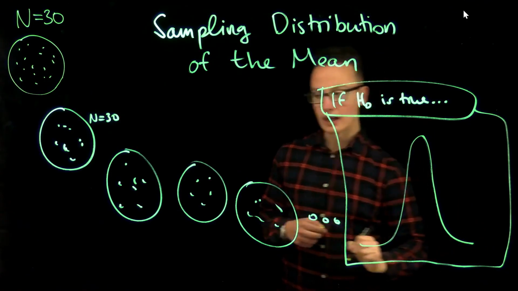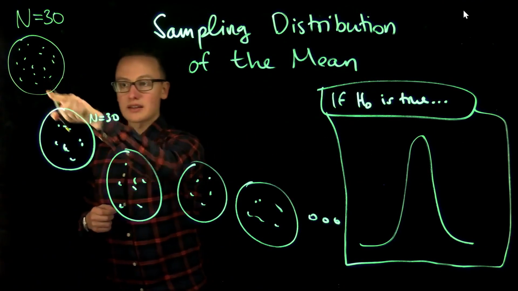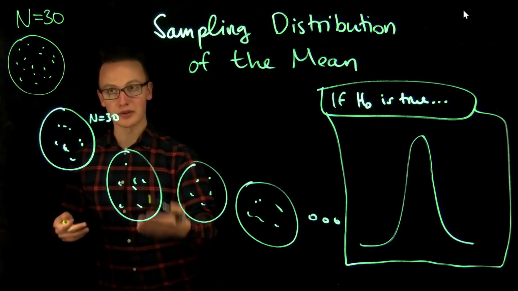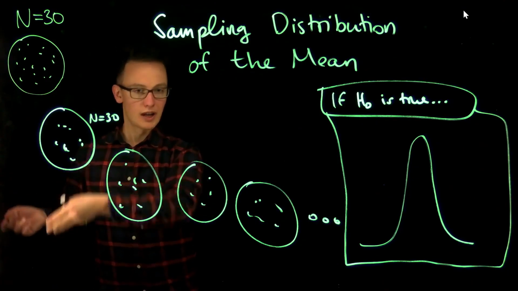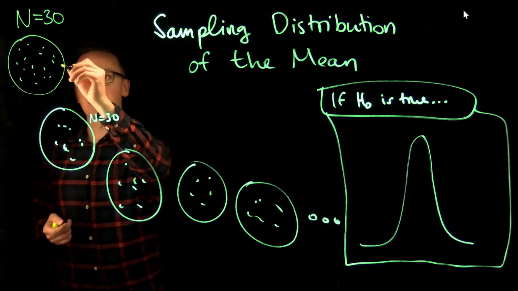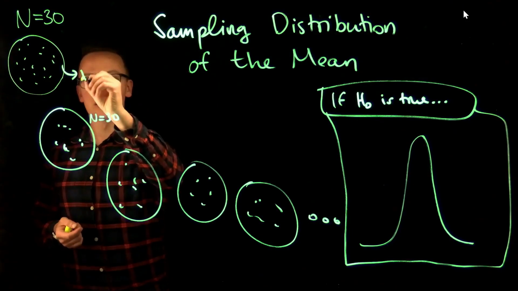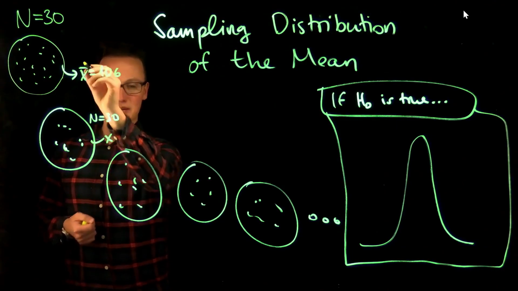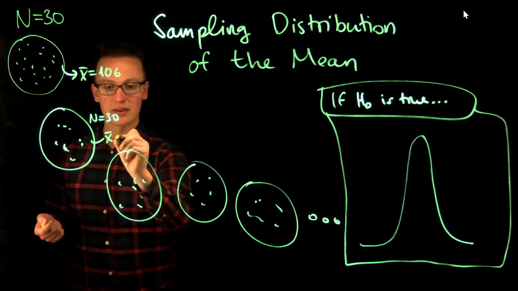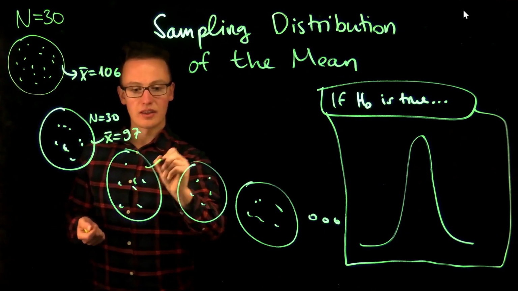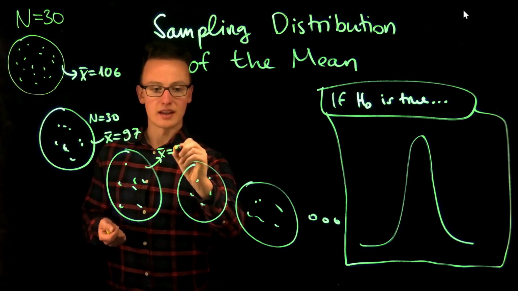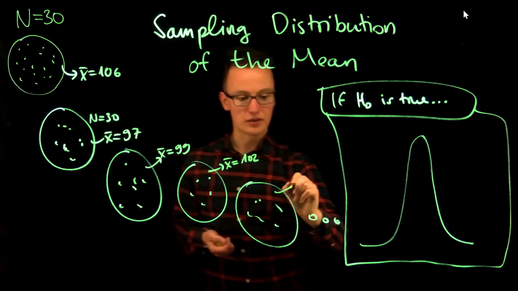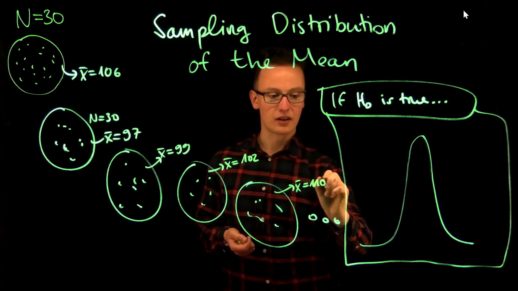of the means that all of these possibly infinitely many samples that I take out of this population have. For example, this first sample might have a sample mean of 106. This X with the bar just means sample mean, okay? This one maybe has a sample mean of 97. This one has a sample mean of, let's say, 99. This one has a sample mean of 102. And this one has a sample mean of 110.